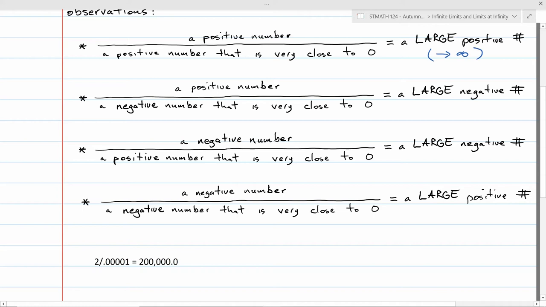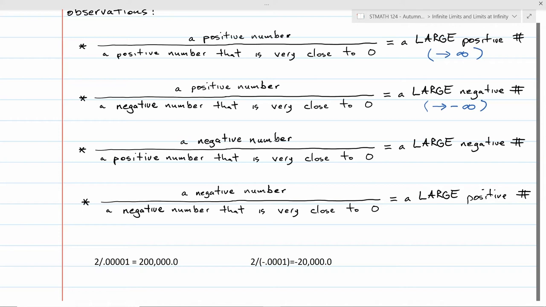And similarly, the second bulleted point there, if you take a positive number and then you divide by a negative number that's really very close to zero. So, for example, if I would take something like 2 and divide by negative 0.00001, well, then I got negative 200,000, which is a big number, but negative. The idea is that in this sort of situation, the result's going to negative infinity. So think about the denominators getting very, very close to zero. What's the whole fraction going to? Negative infinity.